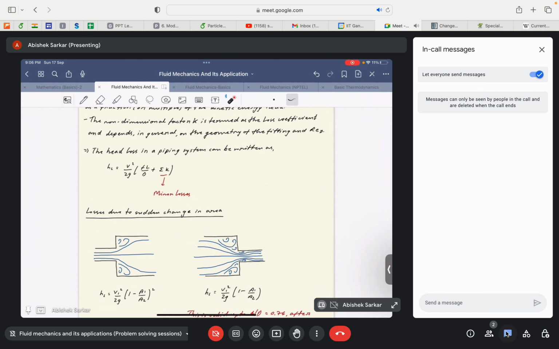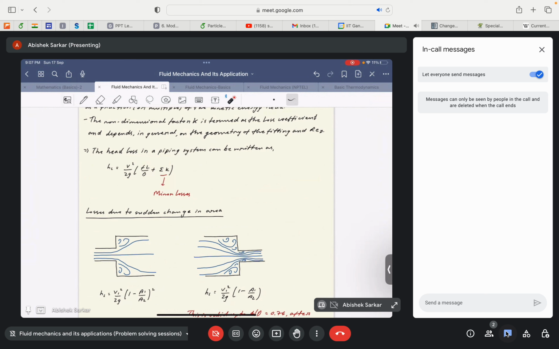Or again, losses can also be due to elbows that are used to join pipes at right angles or different angles, right? So there will be some elbows that are used to connect pipes. This kind of arrangement also results in losses, right? Also there can be valves, right? The valves that are used to regulate the flow rate. So such valves can also result in some losses, right?